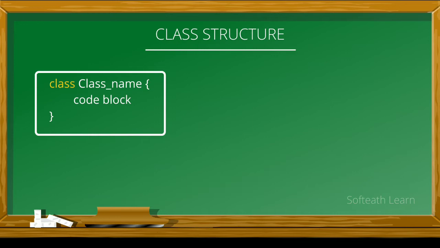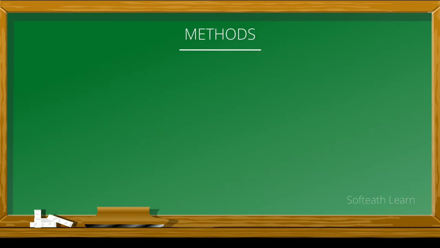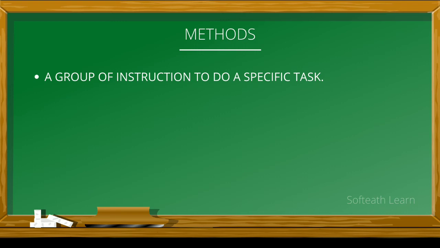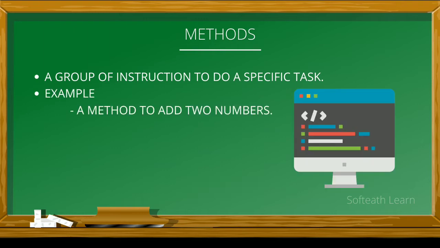Now let's have a look at methods. Of course, we will talk about methods in more detail later, but now I just want to give you an idea. A method is a group of instructions to do a specific task. Let me give you some examples. We can write a method to add two numbers. So we have to write some code and this code adds two numbers together. So this method has a specific task which is to add two numbers.